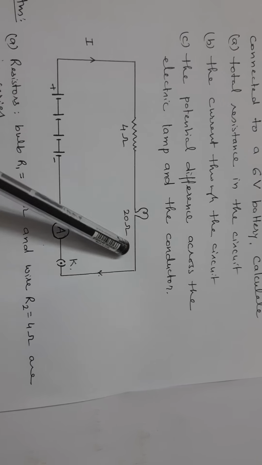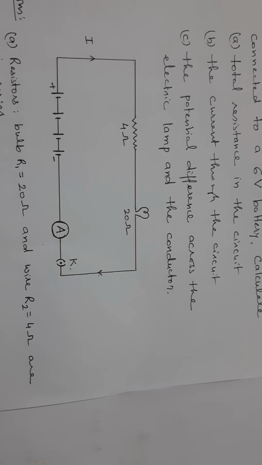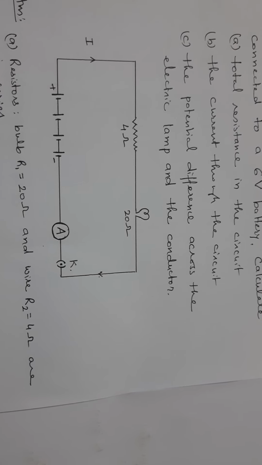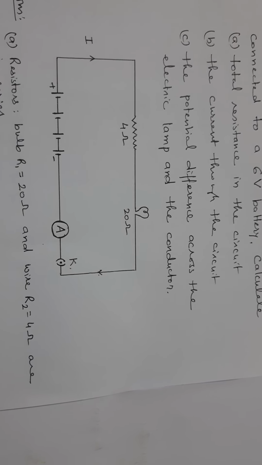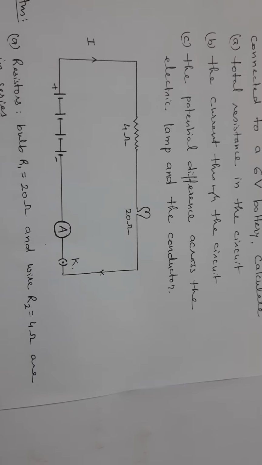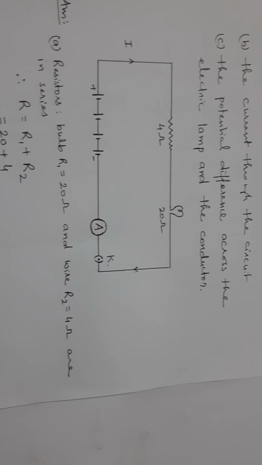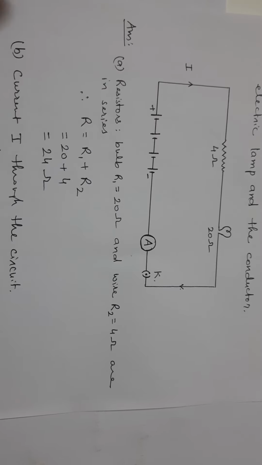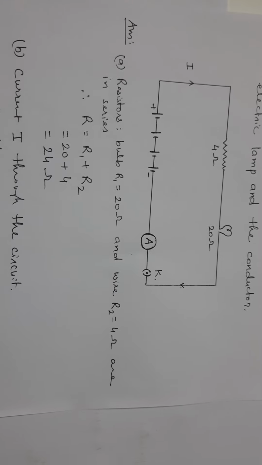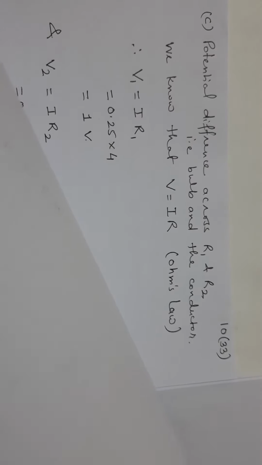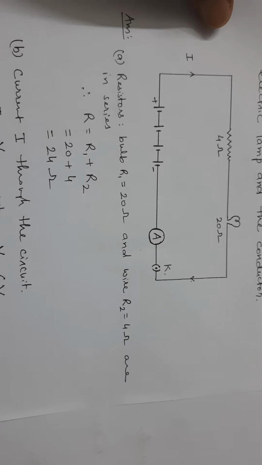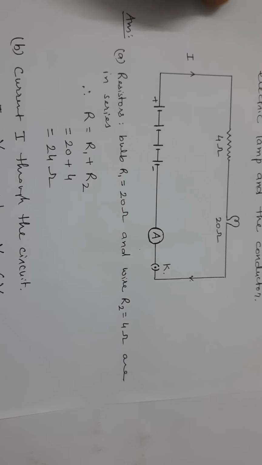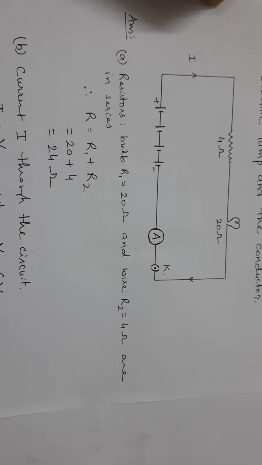Now we know that in order to find out resistance in series, the total resistance will be sum of the individual resistances. So we have the first answer as that R is equal to R1 plus R2. So when R equals R1 plus R2 comes, it will be 20 plus 4 and that will be 24.